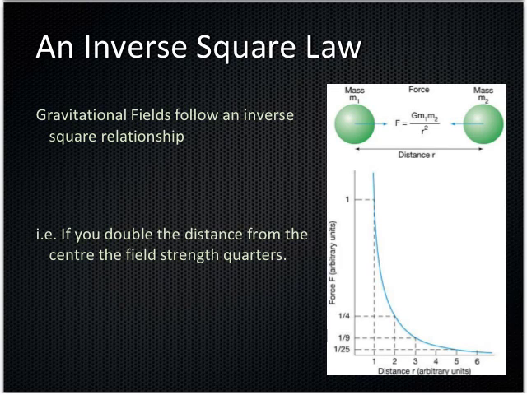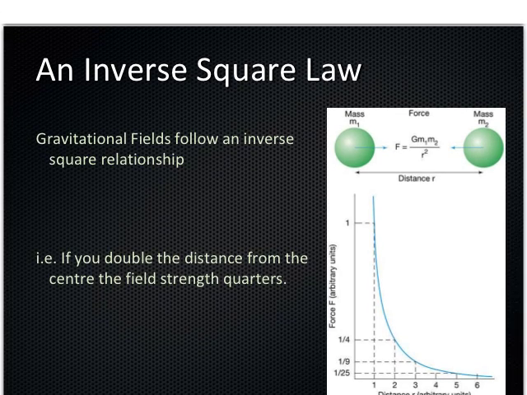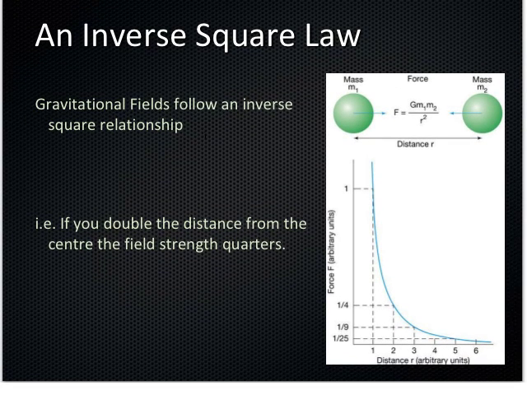Okay, so looking at the inverse square law, essentially it's saying that because of the 1 over r squared relationship, it reduces in an inverse square. That's pretty much all you need to know.